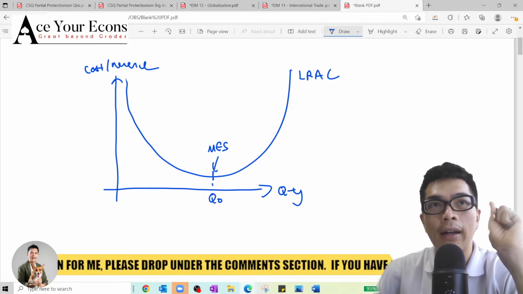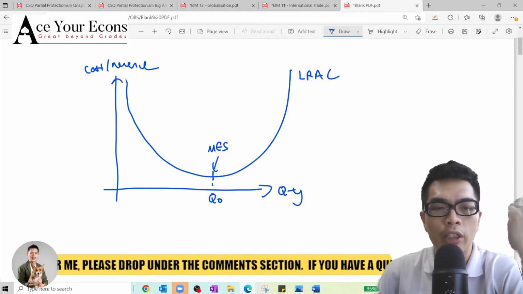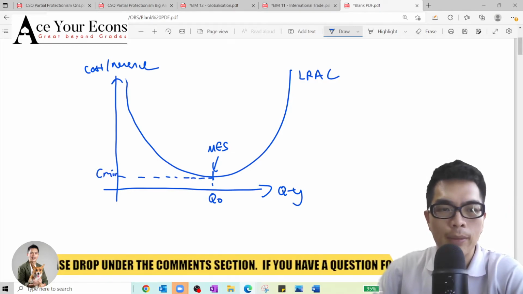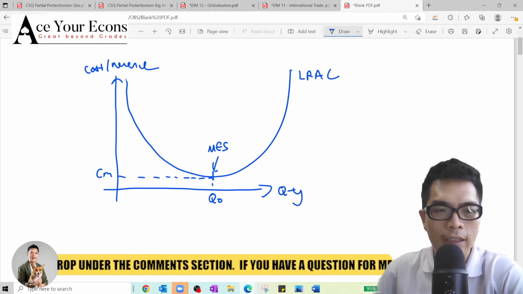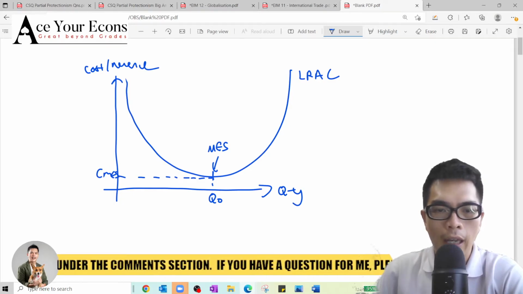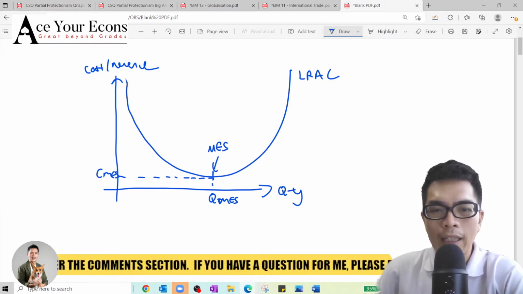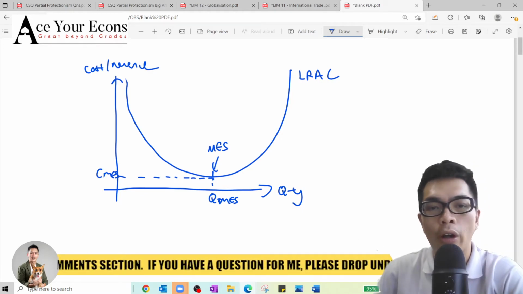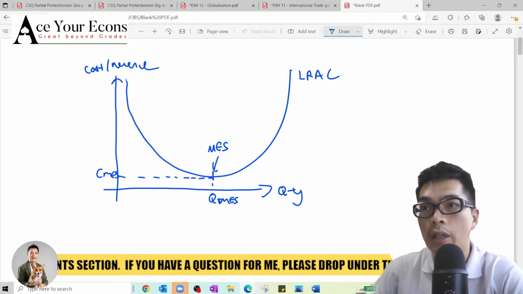So it simply tells us that this is the lowest point of your LRAC, the point that tells you this is the best cost and output combination, the lowest cost and output combination. This is a C minimum. I'll call it CMES, and QMES. So ideally, the firm should be producing here to fully exploit your economies of scale, right?